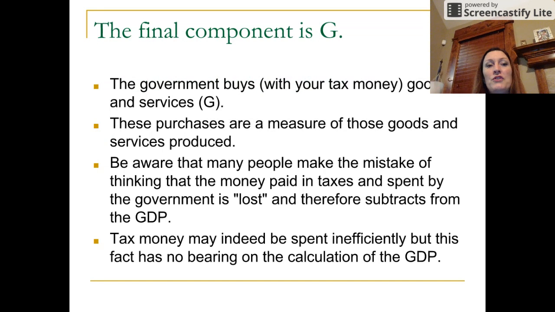The final component is G. Government buys, with your tax money, goods and services. G represents government. These purchases are a measure of those goods and services produced. Be aware that many people make the mistake of thinking that the money paid in taxes and spent by the government is lost and therefore subtracts from GDP. Tax money may indeed be spent inefficiently, but this fact has no bearing on the calculation of GDP.